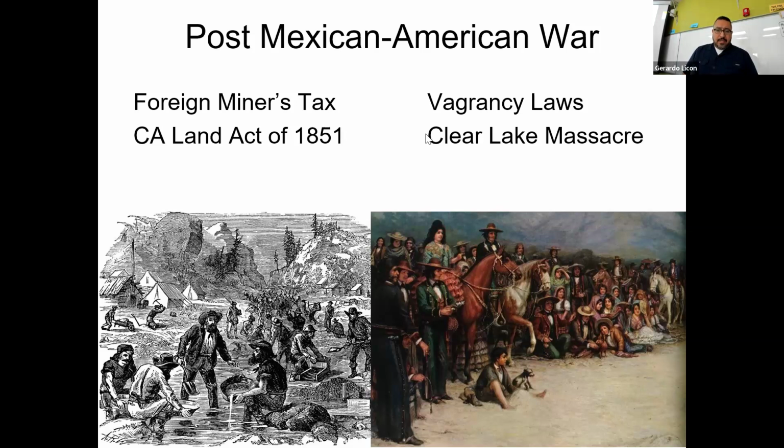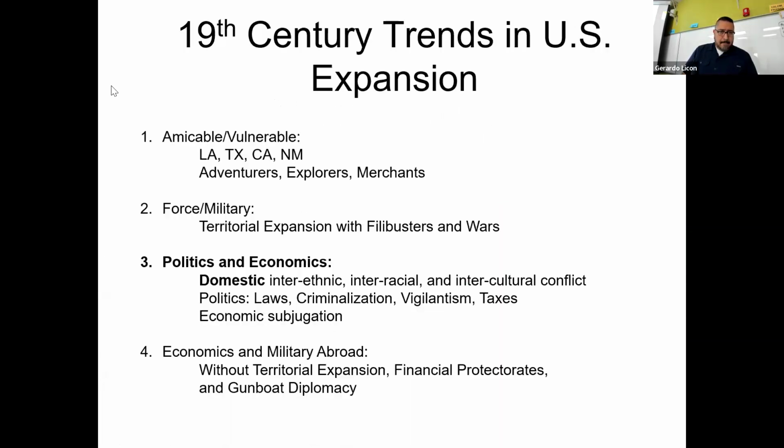These are some of the key points I'll talk about, and I'll talk about each one individually and more. Here are some big picture trends that have to do with US expansion. Basically, you have adventurers, explorers, and merchants leading the way into Spanish America and Mexico. And they have amicable relationships. They're vulnerable. They go to places like Louisiana, Texas, California, and New Mexico.